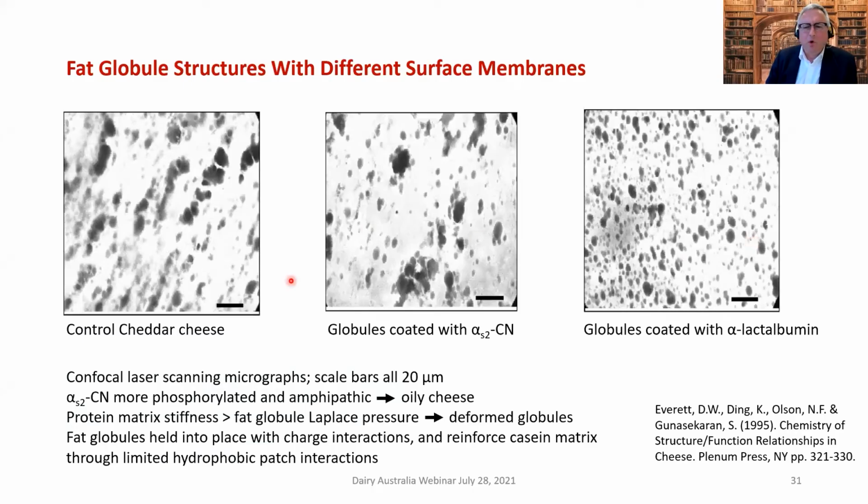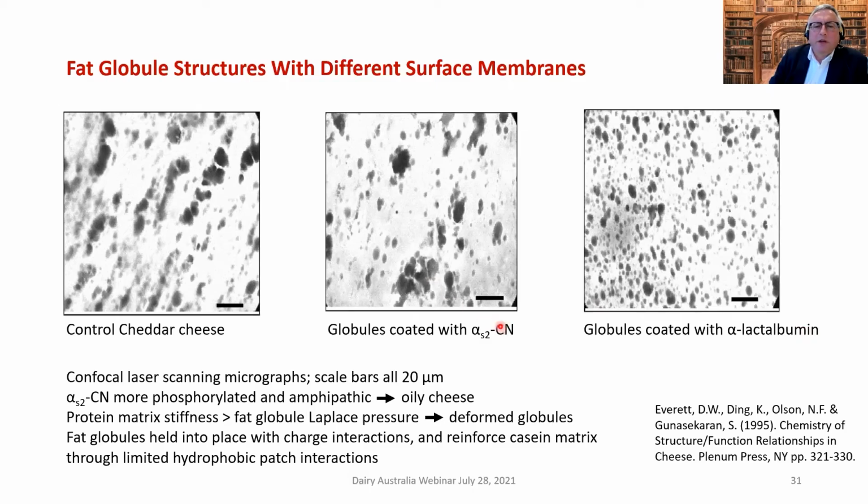So this is some work done 20, 25 years ago, this is what cheddar looks like. This is, as far as I know, the first published confocal micrographs of cheese. The work was done in 93, it was published in 95. There have been a lot of improvements since then, as you've already seen in some of the previous slides. So we can change the circularity, we can change the size. In this case, we try to normalize the size by coating the fat globules with different proteins, alpha S2 casein and alpha lactalbumin, just to look at what it does to the structure.